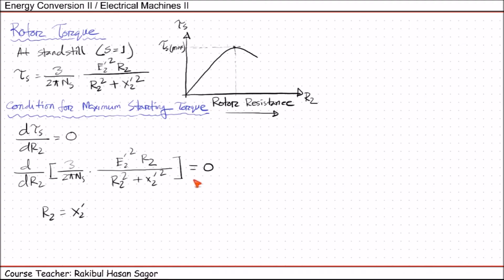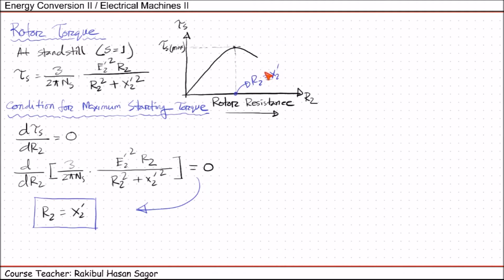I want all of you to solve from here to here using your basic knowledge of solving differential equations. So the condition for maximum starting torque should be R2 equal to X2 prime. That means the rotor resistance should be equal to the reactance of the rotor side at standstill. So whenever we get the maximum point, this R2 value should be equal to the X2 prime value.